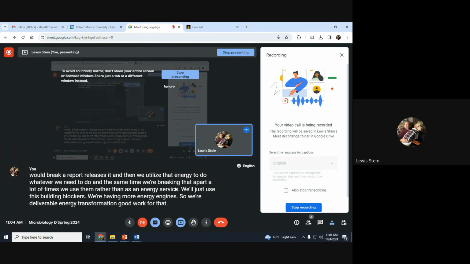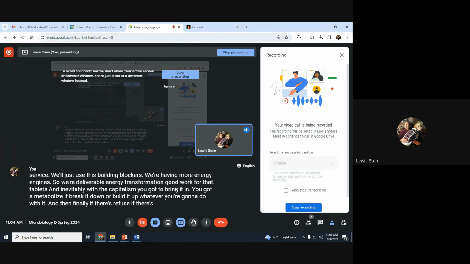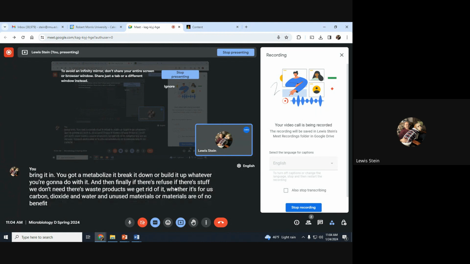metabolism. Inevitably with metabolism, you bring it in, you metabolize it, break it down or build it up, whatever you're going to do with it. And then finally, if there's refuse, stuff we don't need, waste products, we get rid of it, whether it's for us carbon dioxide and water and unused materials or materials that are of no benefit to us directly. That's about it. That's Living Things 101.